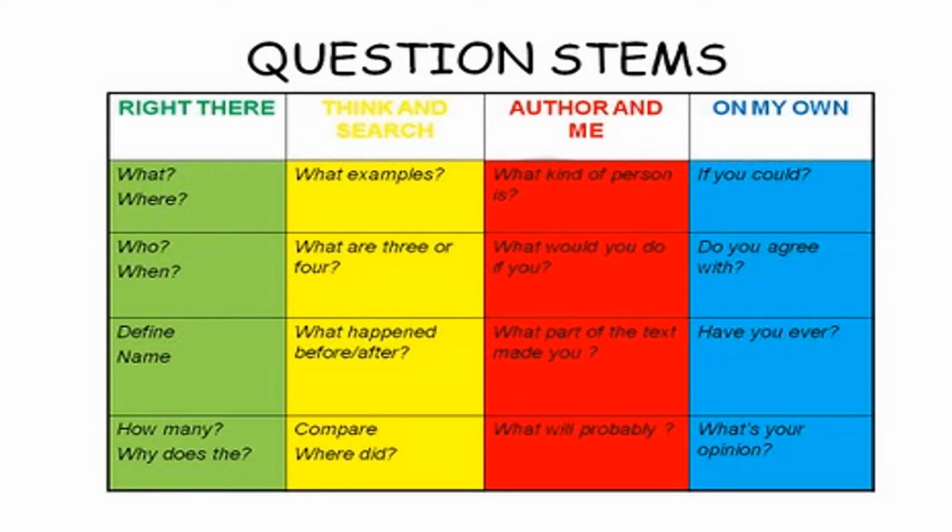The red ones, the author and me, and the examples that are there, such as what kind of person is, what would you do if you, that's when you've got to think about combining your own knowledge with what's in the text and the author's ideas. The blue ones are simply questions that are asked in order to give your own opinion, such as if you could, and you would need to finish off the sentence, do you agree with? So for example, it could be, do you agree with Agrippa's behaviour in our novel?